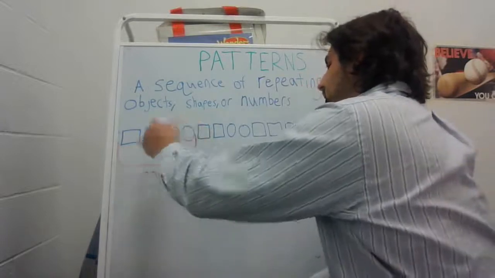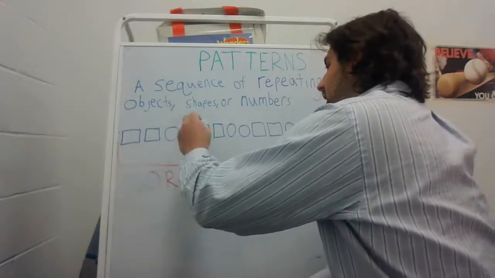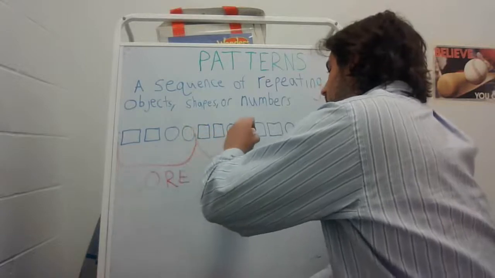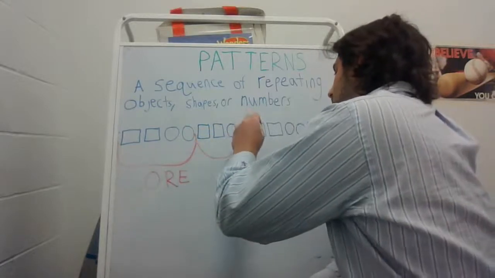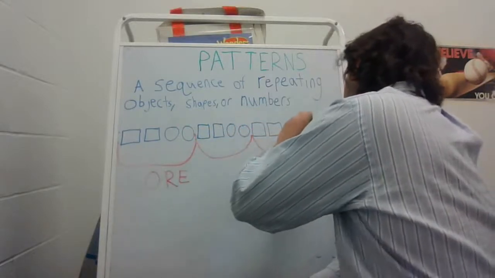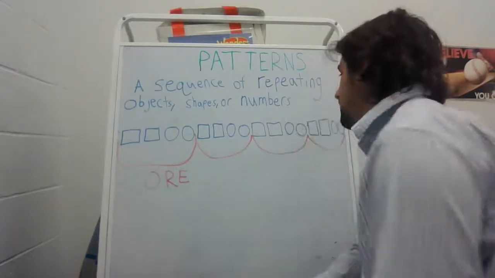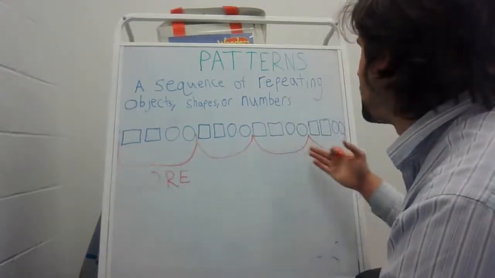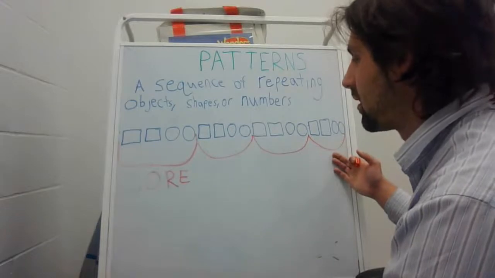Because that's what keeps repeating. Square, square, circle, circle. Then again, the pattern restarts. Square, square, circle, circle. Restarts again. Square, square, circle, circle. So you see that pattern repeat itself about 4 times here.